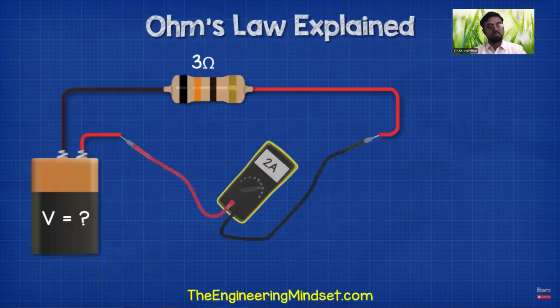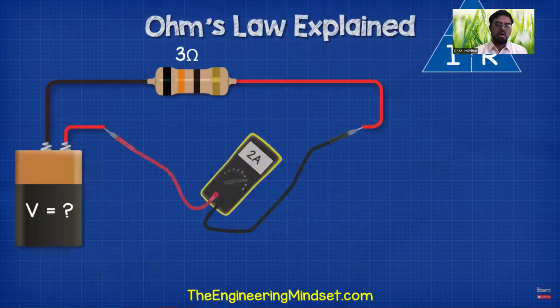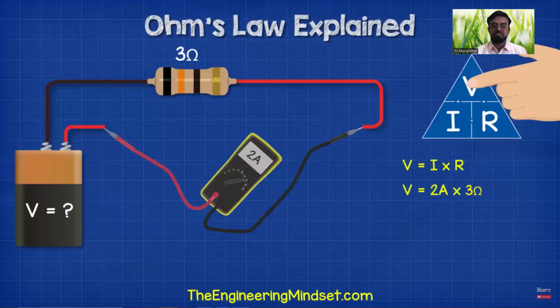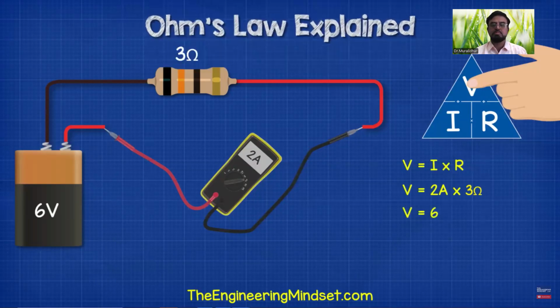We want to find the voltage, so using Ohm's triangle, we can cover up the V, and that gives us V equals I multiplied by R. We know the current is 2 amps, so we can write that in, and we know the resistance is 3 ohms, so we can write that in also. Therefore, 2 amps multiplied by 3 ohms gives us 6 volts. The battery is therefore 6 volts.